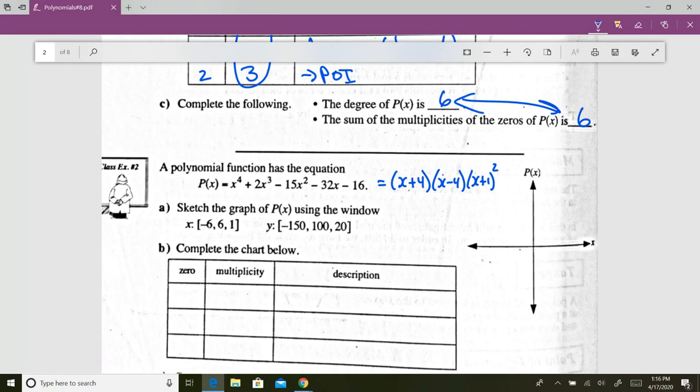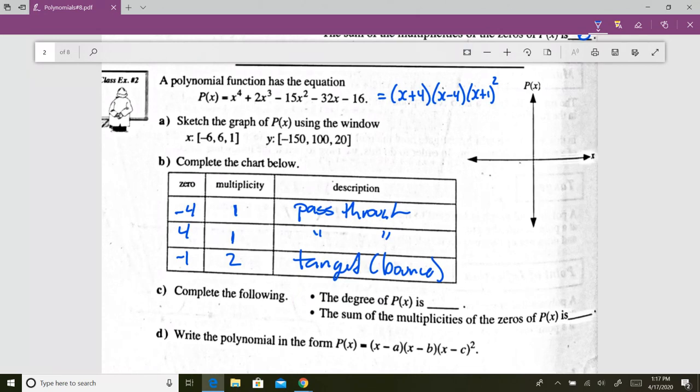Okay, so what are my zeros? We have -4, +4, -1. What are my multiplicities? -4 is 1, +4 is 1, and -1 is 2. So before we draw this, we can figure out what it's going to look like. We have a multiplicity of 1, we pass through the x-intercept. 1 again, so that's going to be the same. 2 is a tangent, or a bounce.